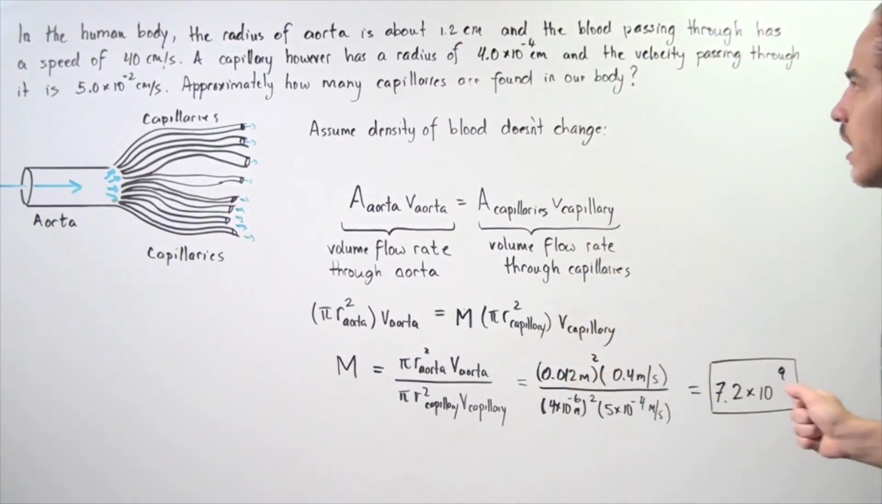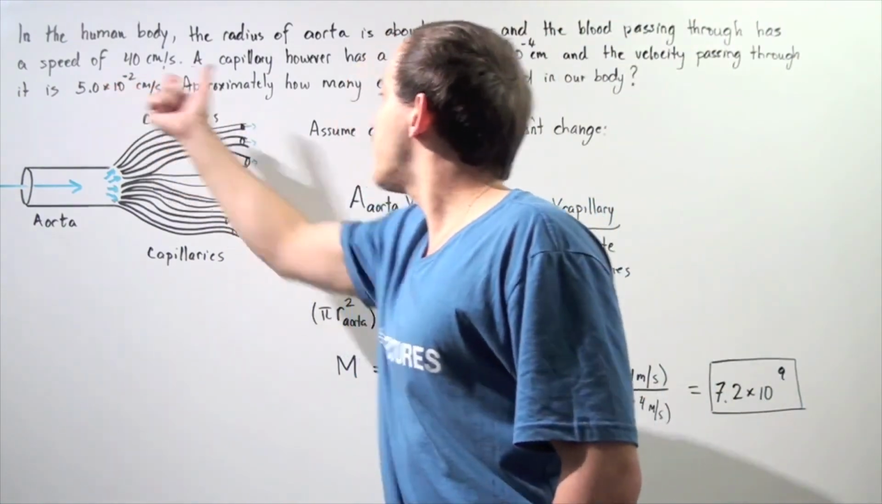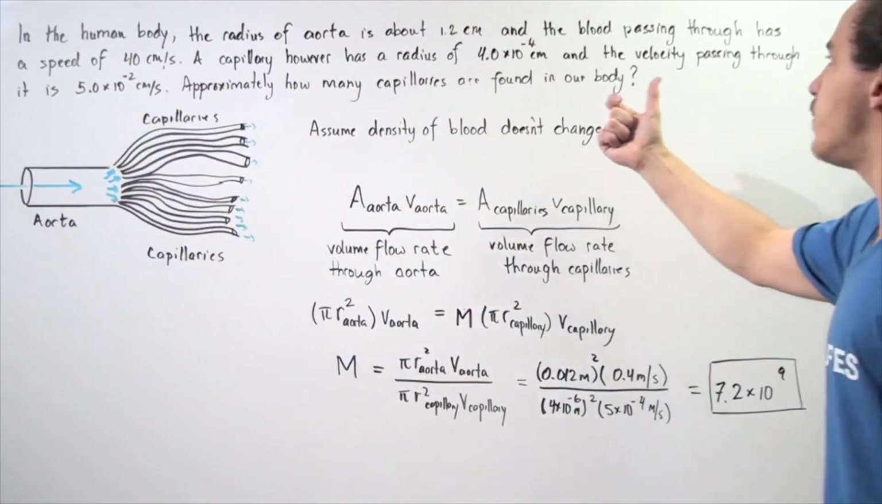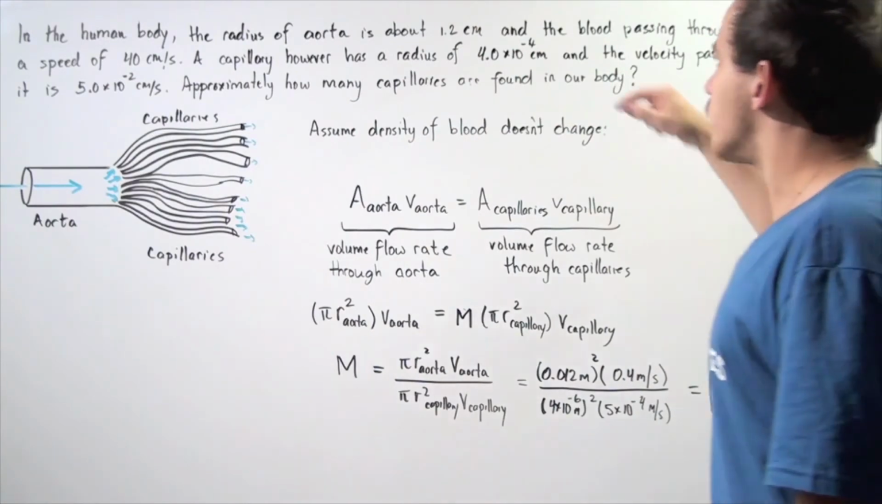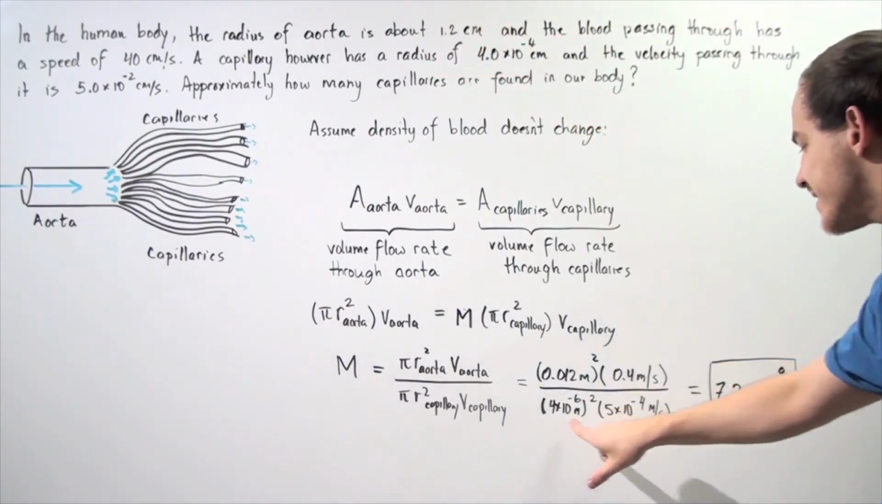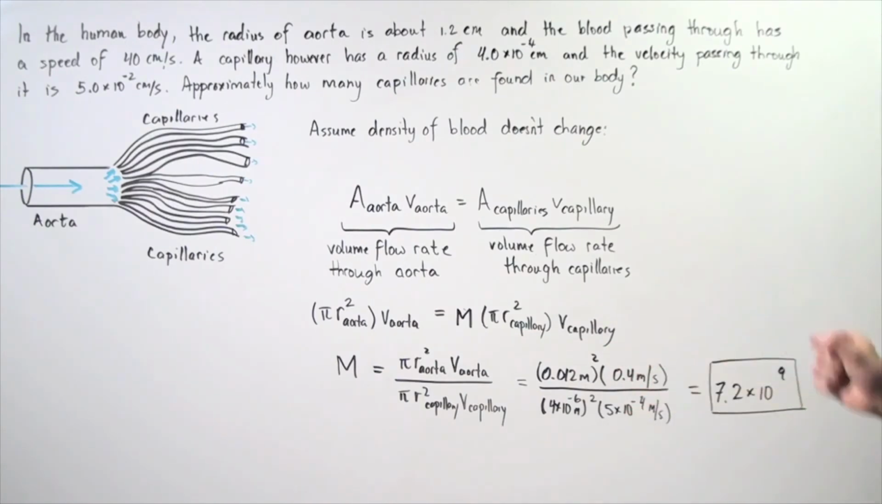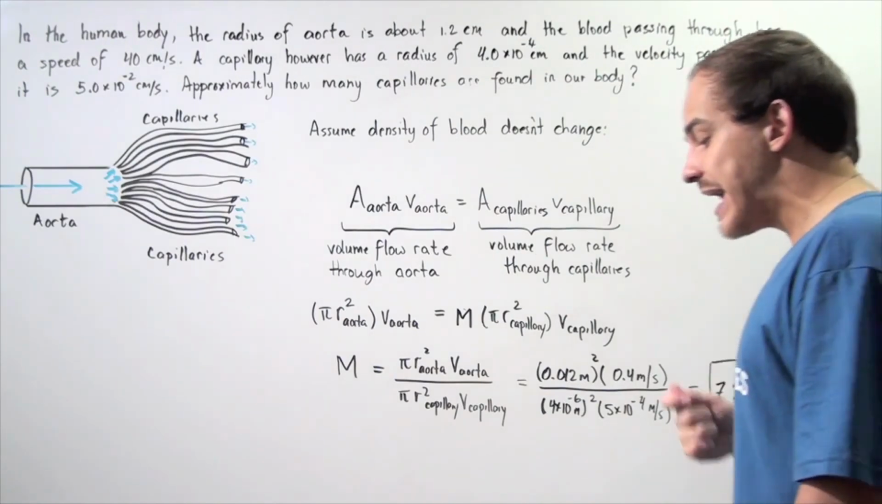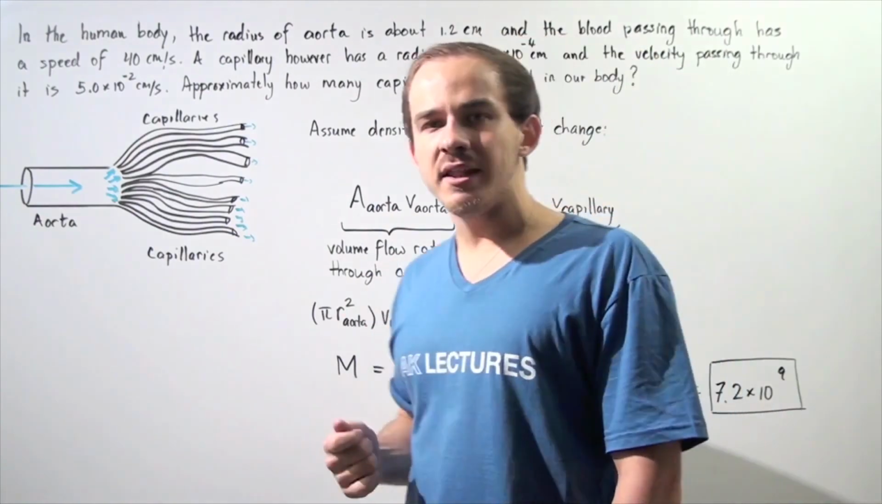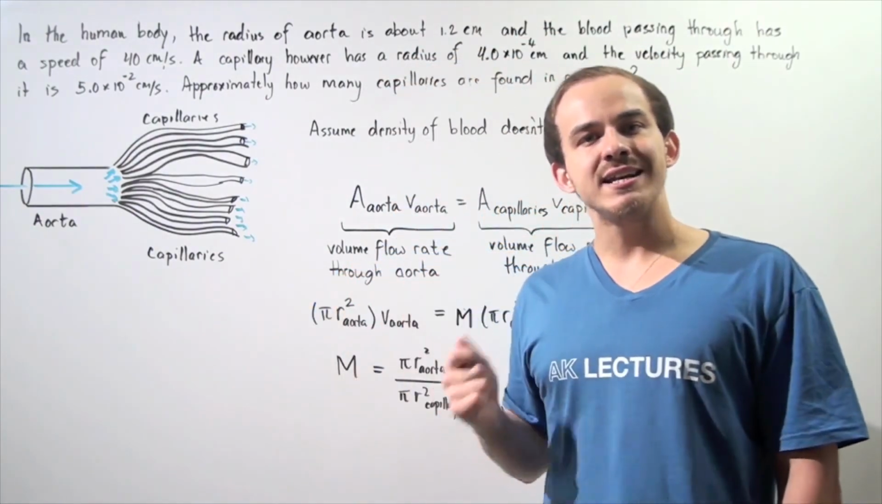And the bottom becomes, well, I take each respective quantity and I divide it by 100 to convert it from centimeters to meters, and I get the following two quantities. I multiply, divide, and I get about 7.2 times 10 to the 9 capillaries in the body. So approximately there are about 7 billion capillaries found in our body.